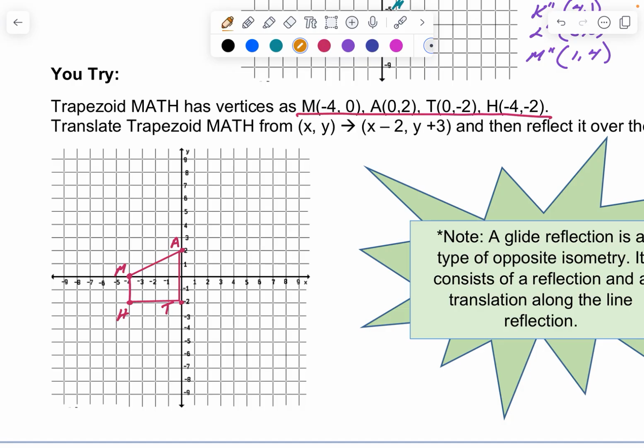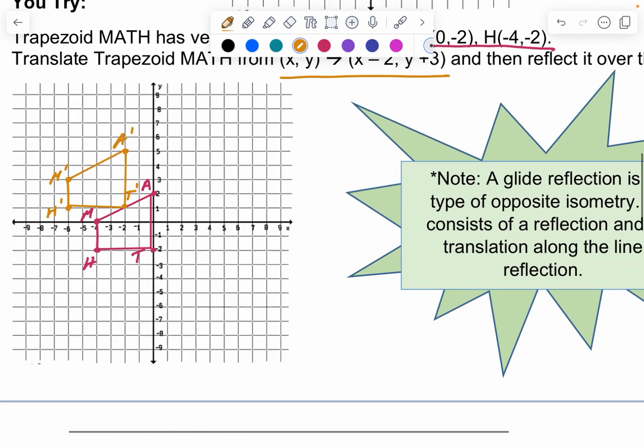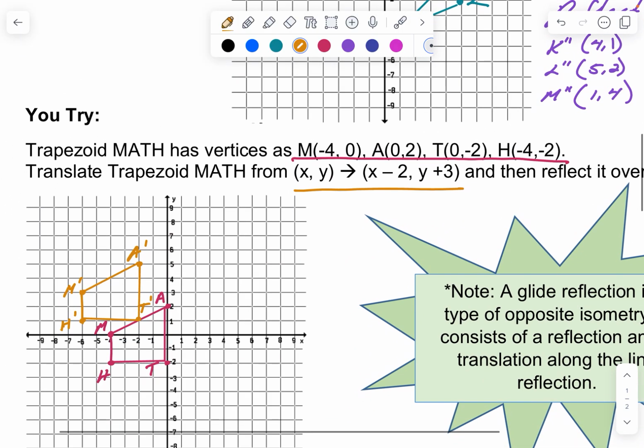First, we're going to translate it left 2 and up 3. So left 2, up 3. There's my M prime. Left 2, up 3. There's my A prime. Left 2, up 3. There's my H prime. Left 2, up 3. There's my T prime. Okay, we'll just do it right here.